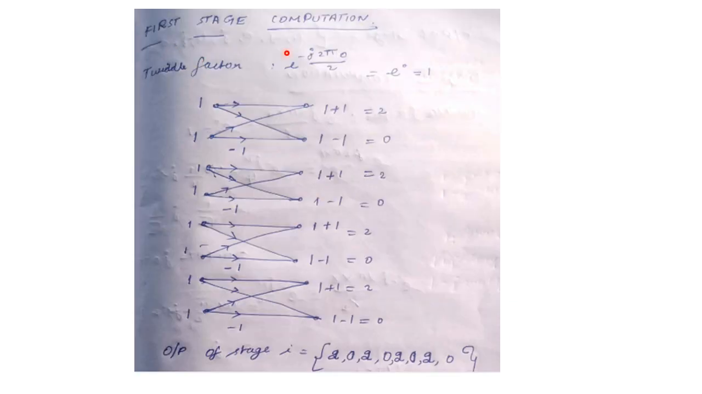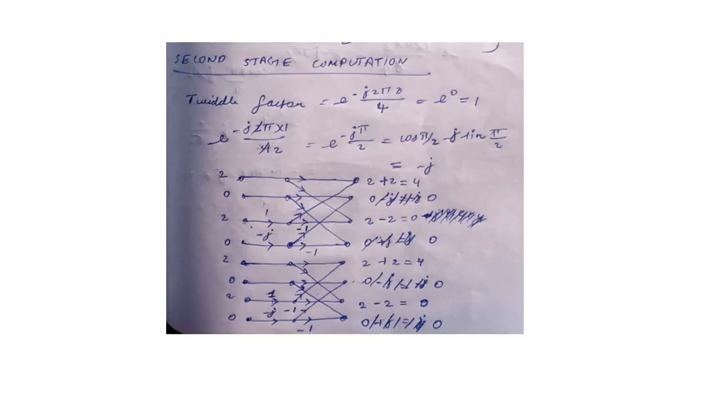In the first stage of computation, we have one twiddle factor, that is e power 0, which is equal to 1. Keeping the twiddle factor 1, we have formed 4 pairs of DFTs. So the 8-point DFT is broken down into 4 pairs of DFTs, and the output of stage 1 is 2, 0, 2, 0, 2, 0, 2, 0.